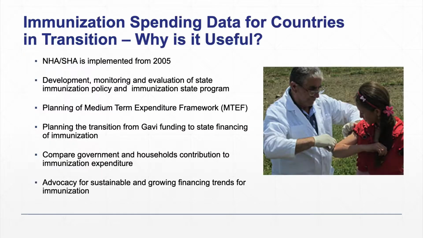Could you please start by telling us how is data on immunization spending useful in managing the immunization program in Georgia and in planning for transition from Gavi funding?